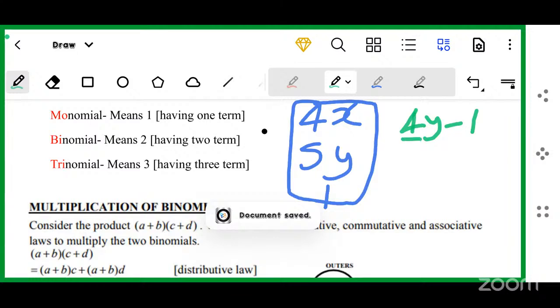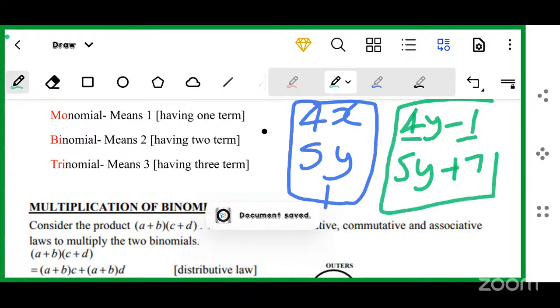Why? It has two terms. It has 4y and it also has a negative 1. So we can also have 5y plus 7. It's a binomial. So today we're going to be dealing with this one. Are we okay there? Yes, ma'am.